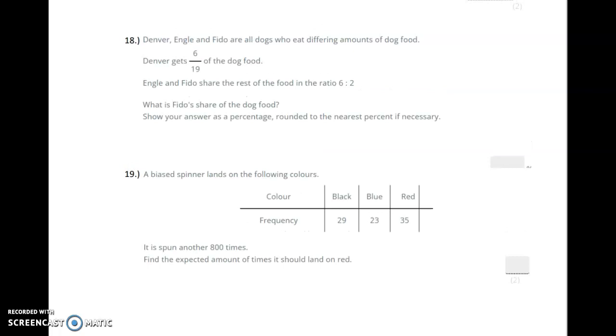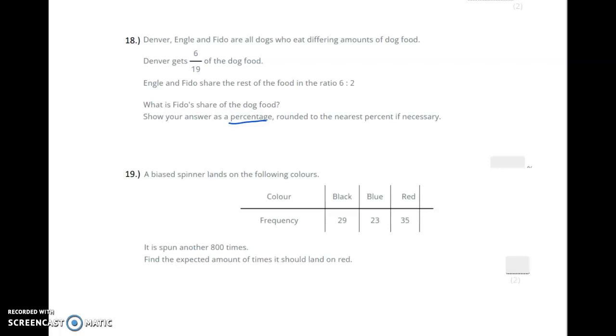So Denver, Engel and Fido are all dogs who eat different amounts of food. Denver gets 6/19 of the dog food. Engel and Fido share the rest of the food in the ratio of 6:2. What is Fido's share of the dog food? Show your answer as a percentage rounded to the nearest percent if necessary.